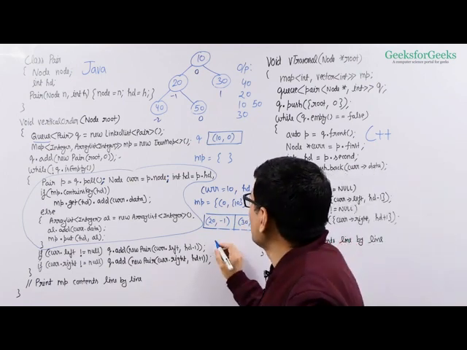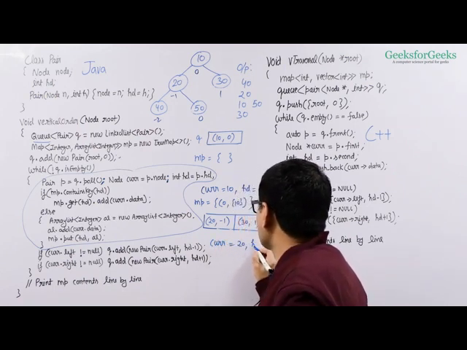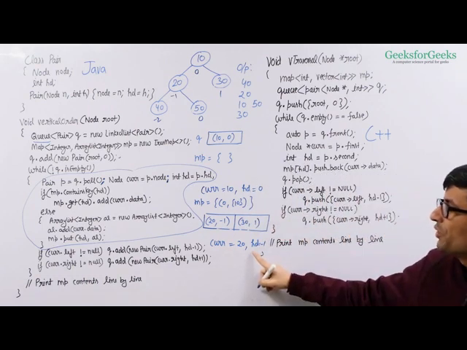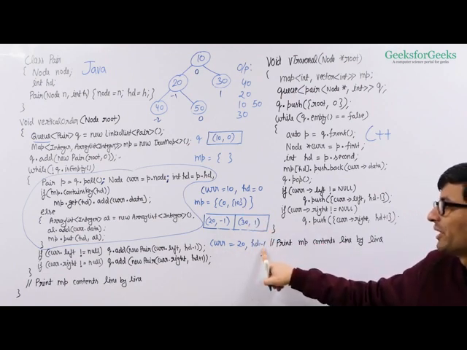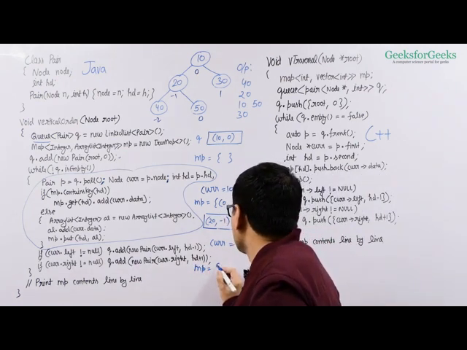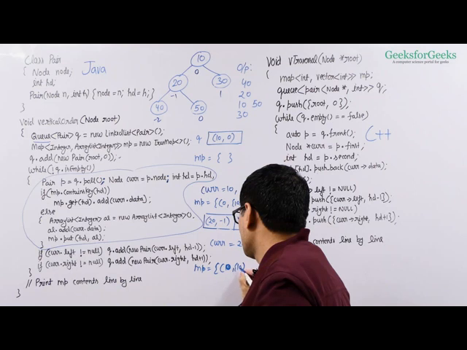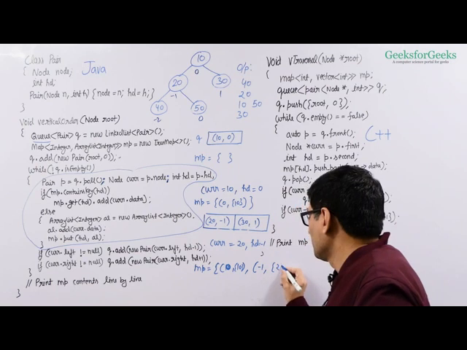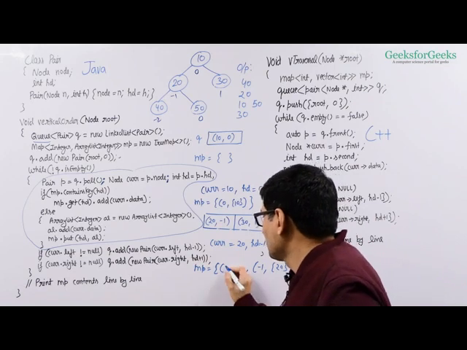In the next iteration, we again take out an item, and this time our current is going to be 20 and our HD is going to be -1. After taking out this item, we again see if this exists in the map or not. HD -1 does not exist in the map, so we are going to enter one more value in the map. So our map is now going to contain 0, 10, and the next entry in the map is going to be -1, 20. That's what our map is going to contain.